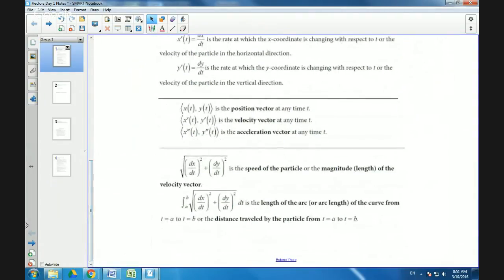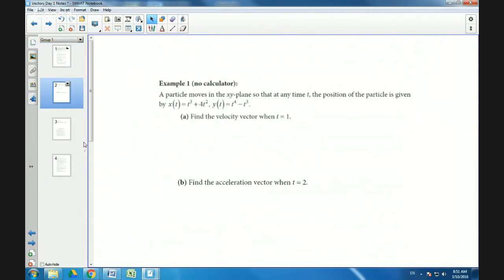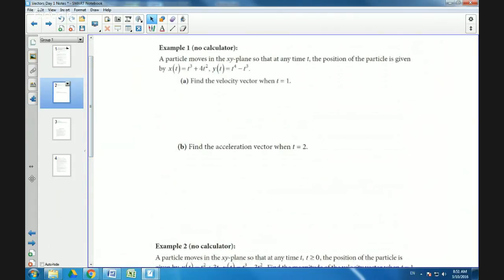Okay, so let's look at some examples here. There are some calculator questions. A particle moves in the xy plane so that at any time t, the position of the particle is given by x of t equals 4t cubed plus 4t squared, and y of t is t to the fourth minus t to the third. So we have position that we calculate, and a velocity vector.